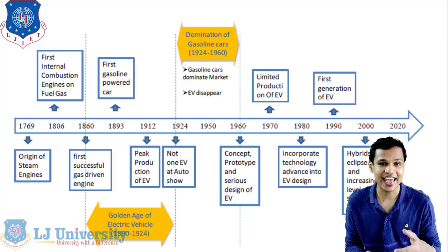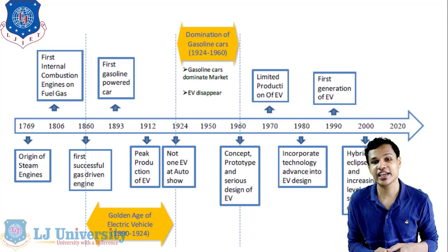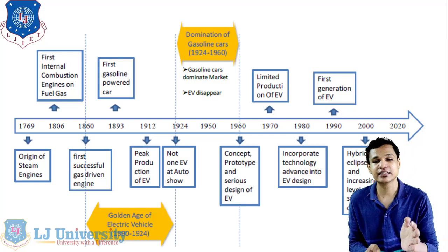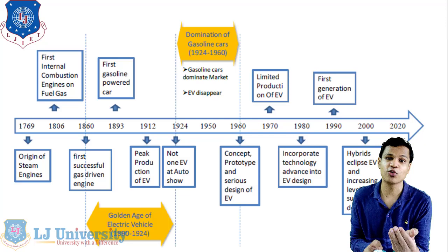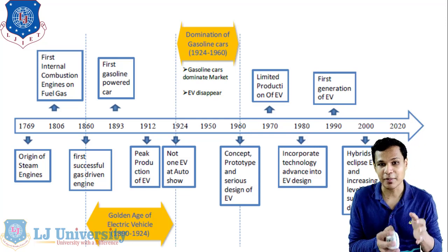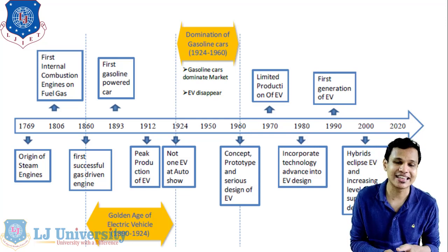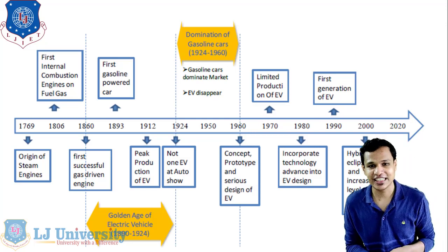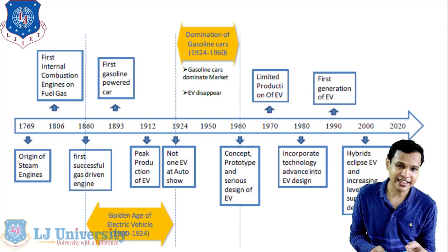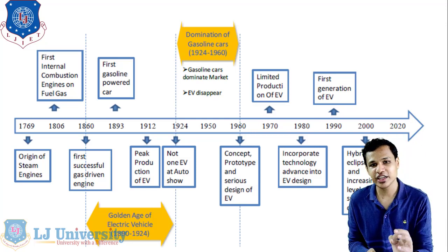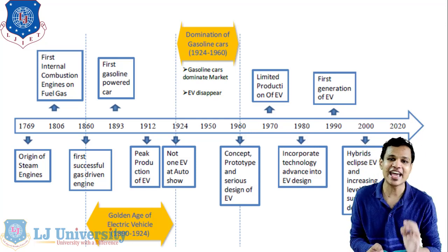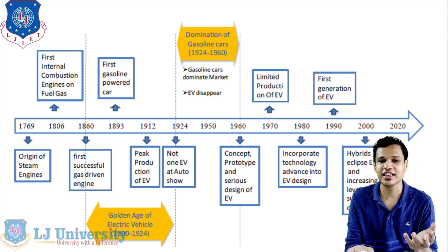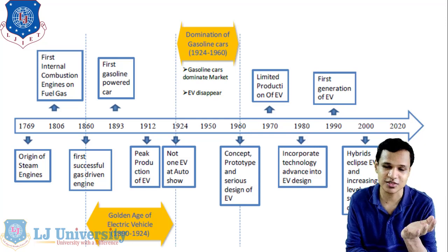After that, the gasoline car era came, which is petrol cars. That ran from 1924 to 1960. Petrol cars dominated all the vehicles, and we almost exclusively used petrol cars. Electric cars became obsolete during 1924 because of the very short range, so they could not be used for longer-distance transportation.